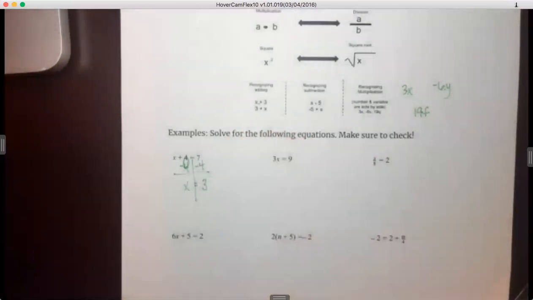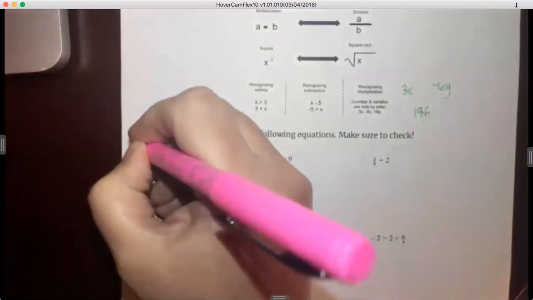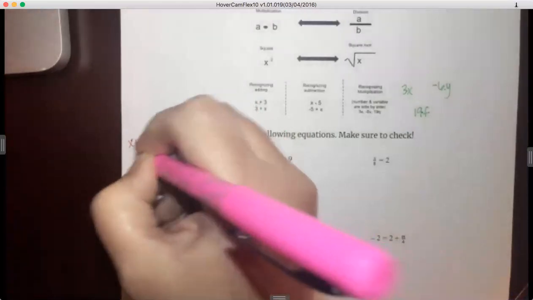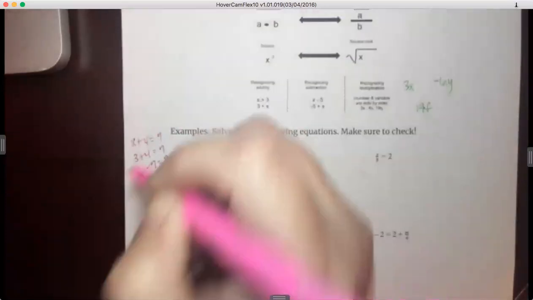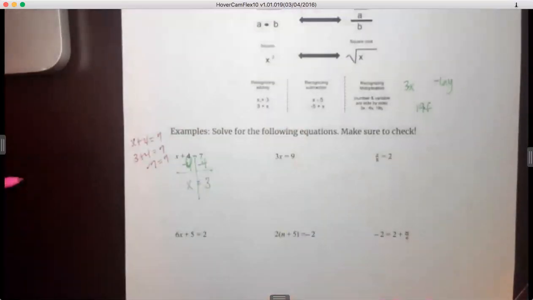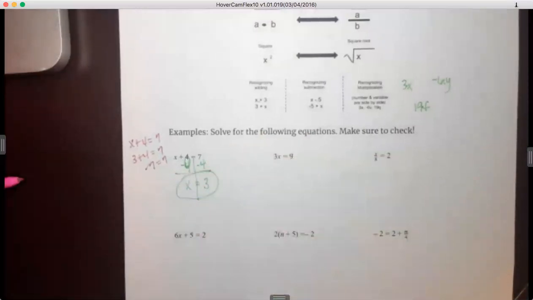Now, how in the world could you know if this is correct? Well, you take your answer and plug it back in. X plus 4 equals 7, 3 plus 4 equals 7, 7 equals 7. I got a true statement, so I did that correctly. The genius thing about math is that it can always be checked, so you don't have to think, I wonder if I did that right.